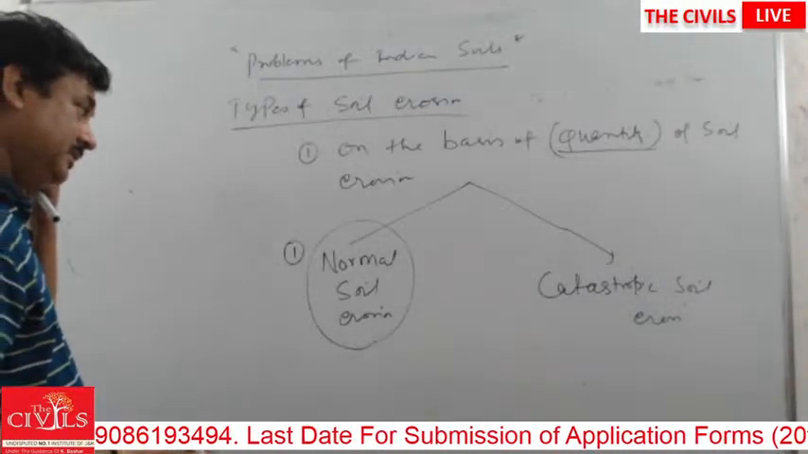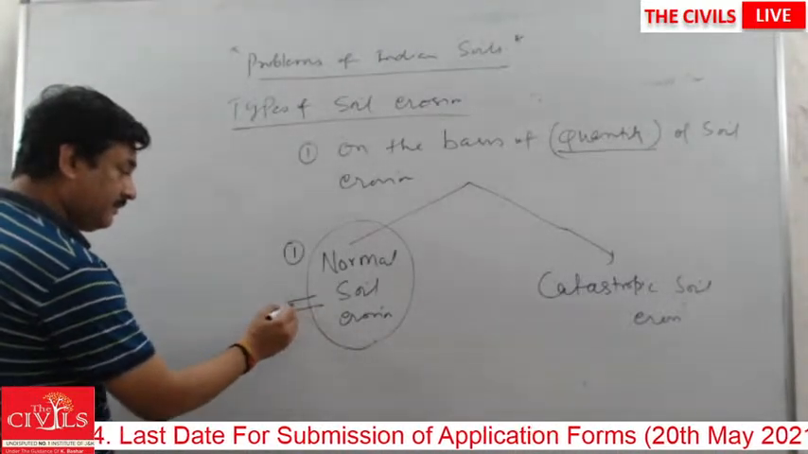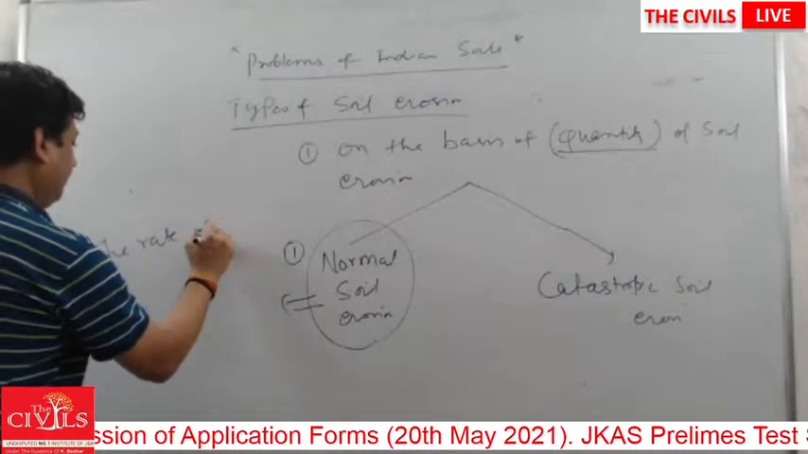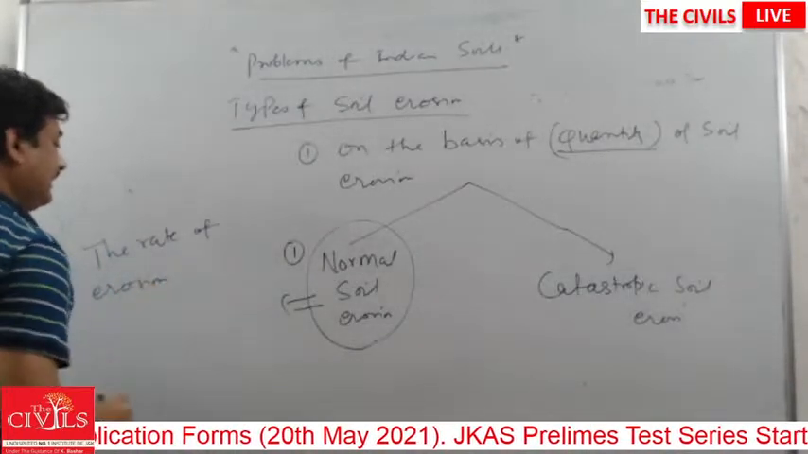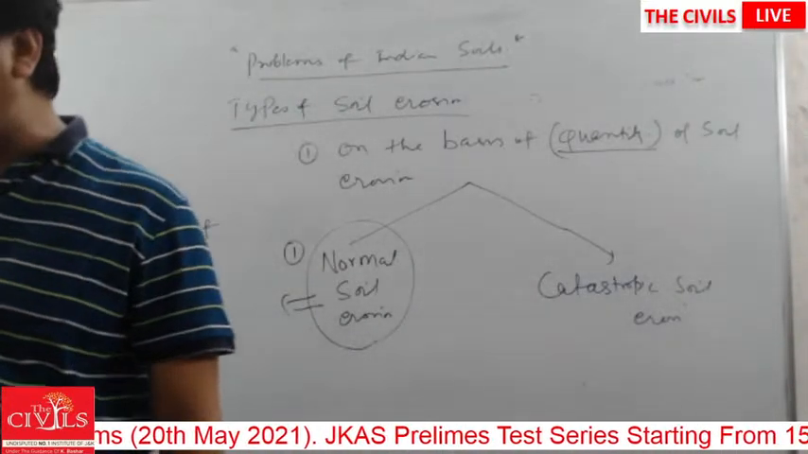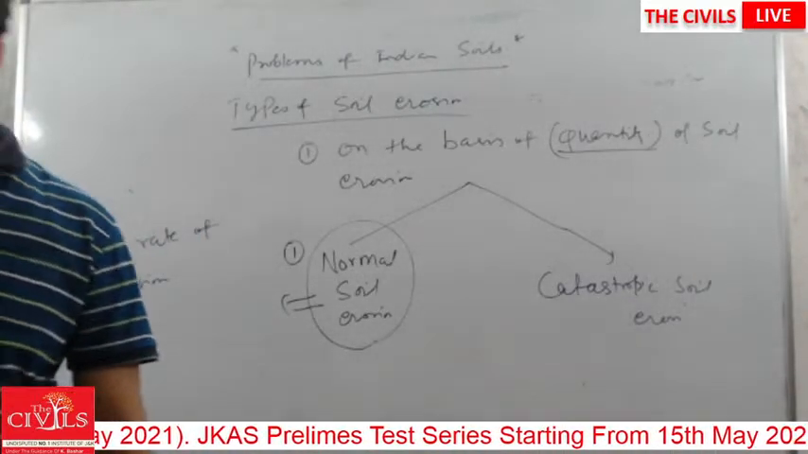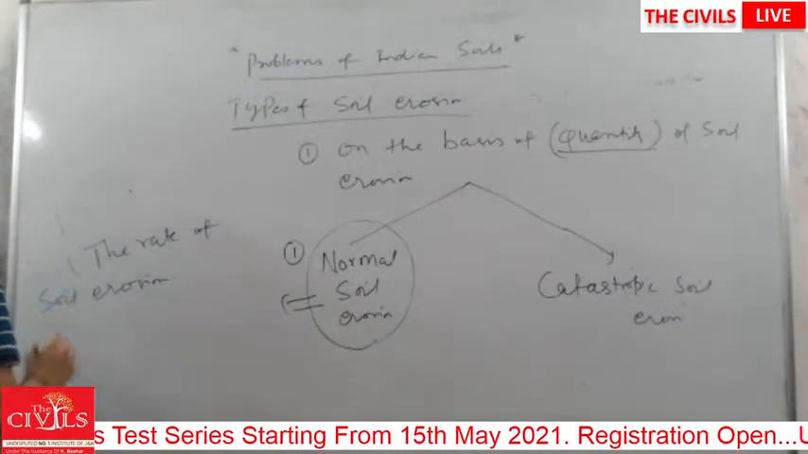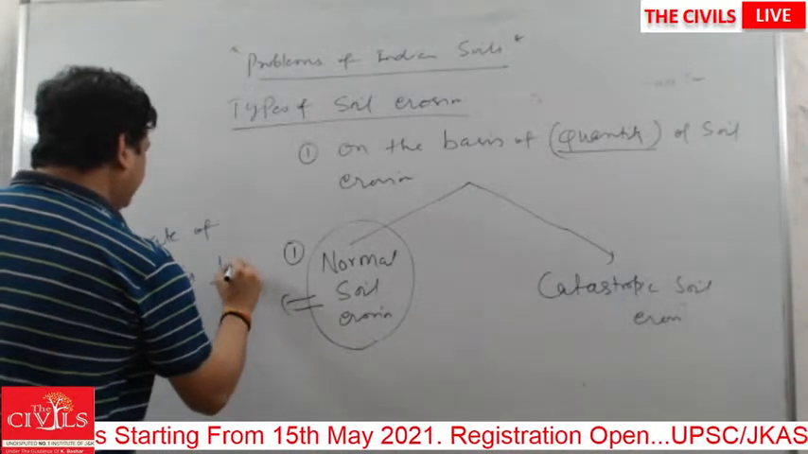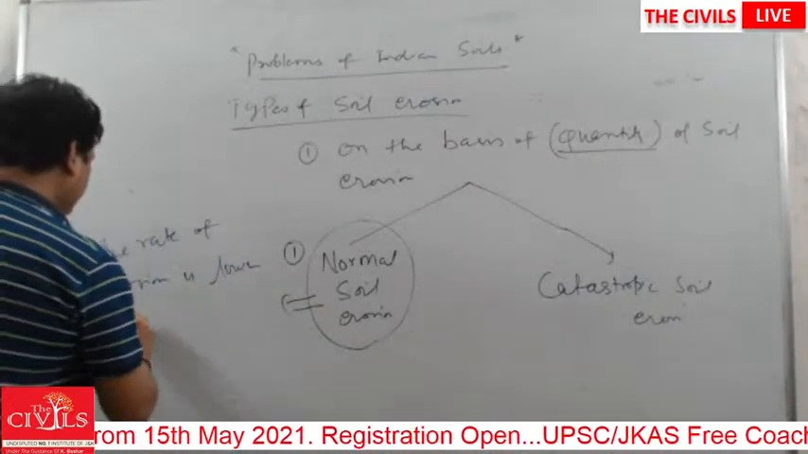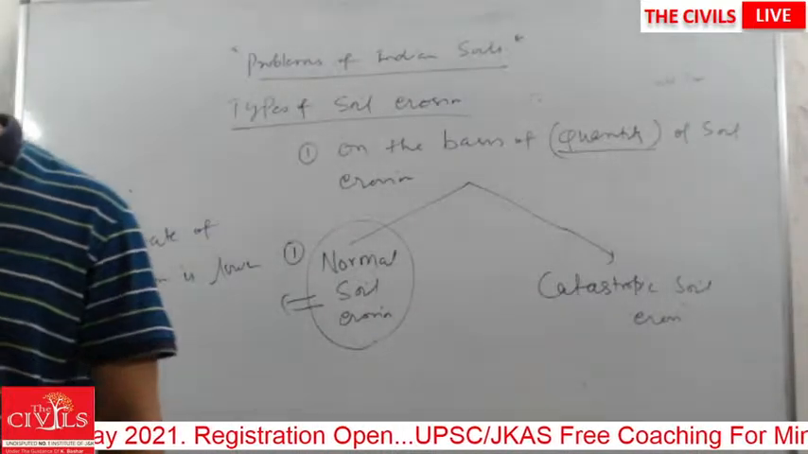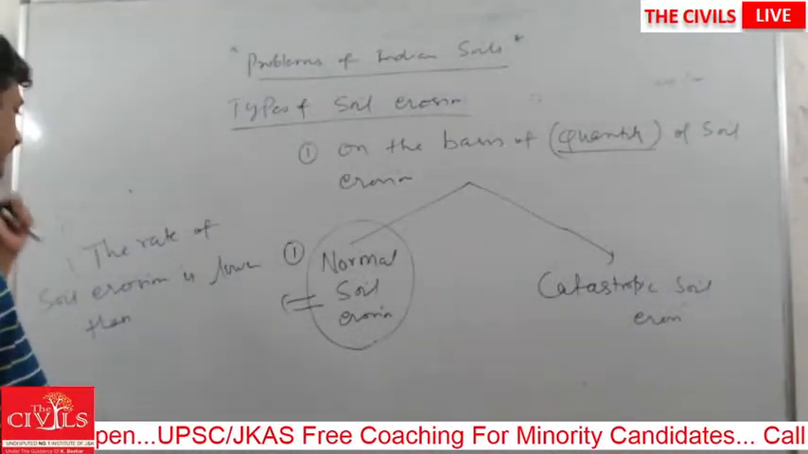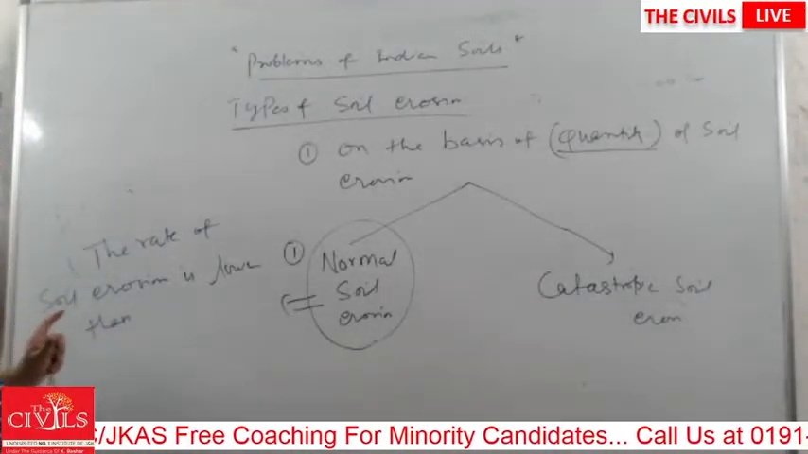Normal soil erosion is the erosion in which the rate of erosion is less than the rate of replacement. The rate of soil erosion is lower than the rate of formation, or the rate of pedogenic process.